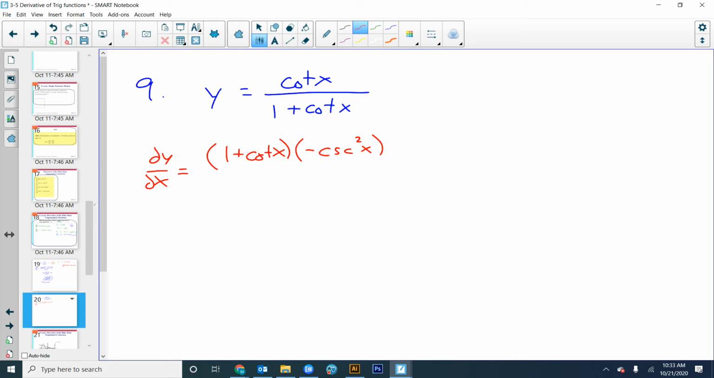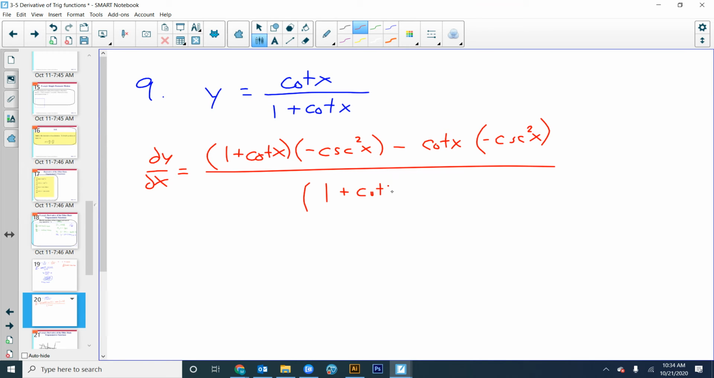Good. So low d high minus high d low. Well, the derivative of the denominator: the derivative of the first term is 0, plus the derivative of the second term, which is another negative cosecant squared x, all over 1 plus cotangent x quantity squared.